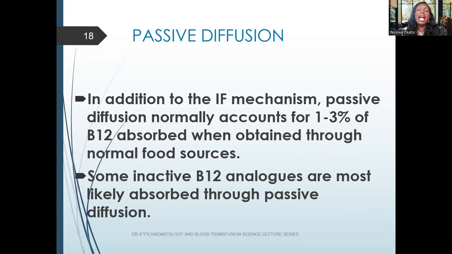Passive diffusion. In addition to the intrinsic factor mechanism of absorption of B12, you can also have passive diffusion. It normally accounts for 1 to 3% of B12 absorbed when obtained through normal food sources. Passive diffusion can also occur, especially for B12 that we take as supplements. What it means is that they don't need the intrinsic factor mechanism to be absorbed, but it's only a very small amount, about 1 to 3%.